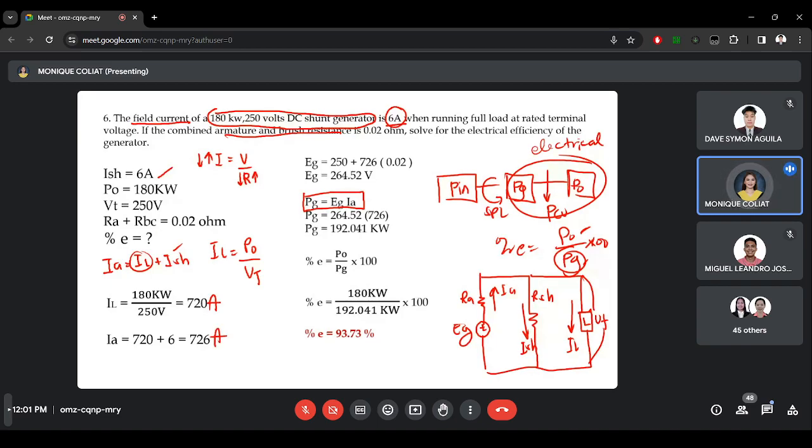So now that we have IA and EG, we can now get PG, or the generated power, which is EG times IA. EG is 264.52 times 756. That is equals to 190.041 kilowatts. Okay, so now that we have PO and PG, we can now get the electrical efficiency, which is 184 divided by 192.041 kilowatts times 100.